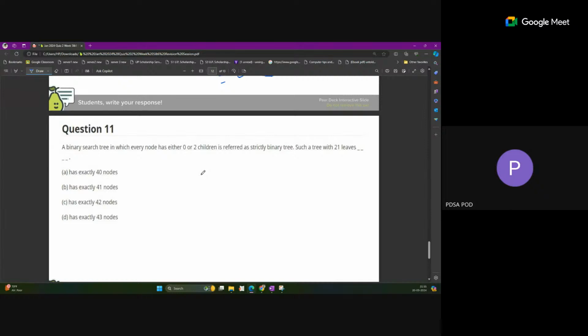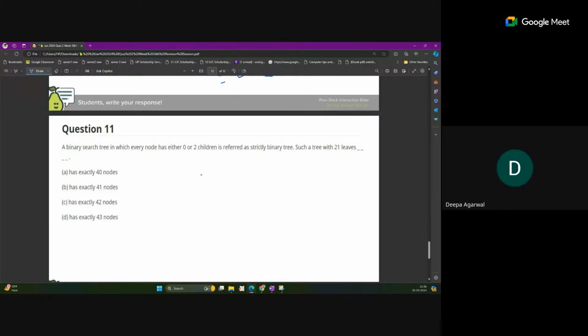A binary search tree in which every node has either 0 or 2 children is referred as a strictly binary tree. Such a tree with 21 leaves has exactly 40 nodes. What is the correct answer for this? 21 leaves. 43. Either 0 or 2 children. 43 nodes. 21. 20 will be with 2 child.